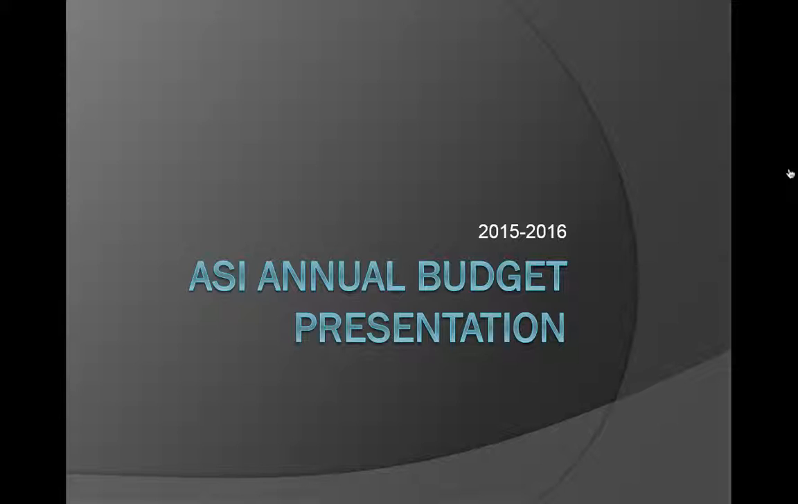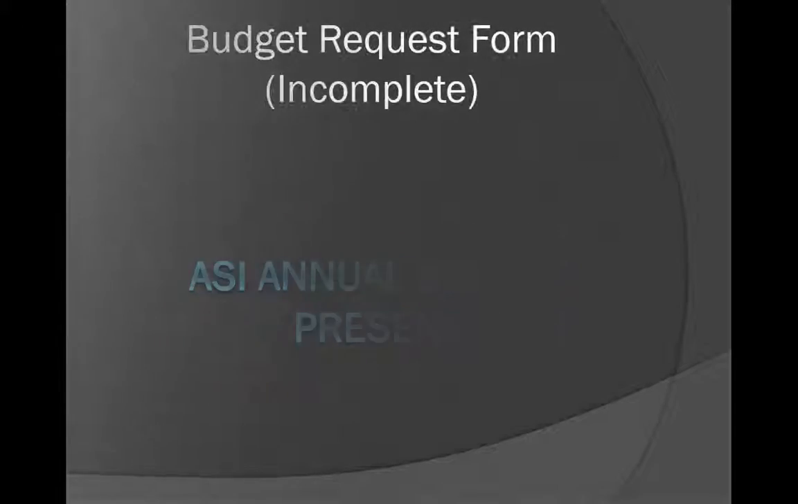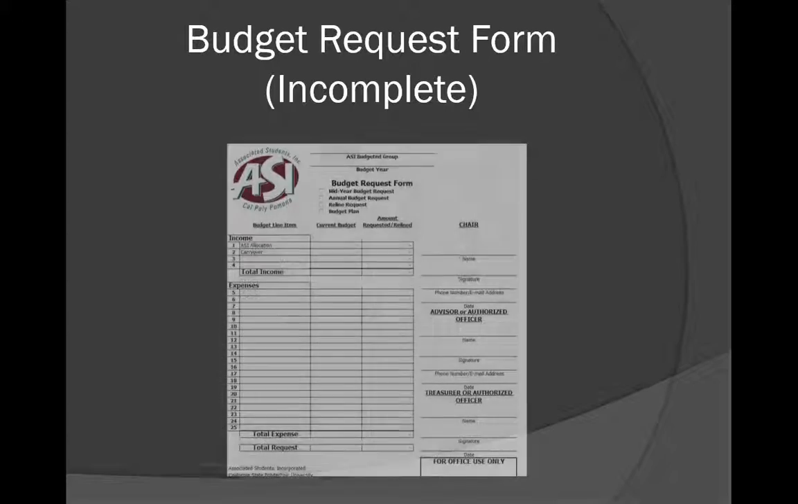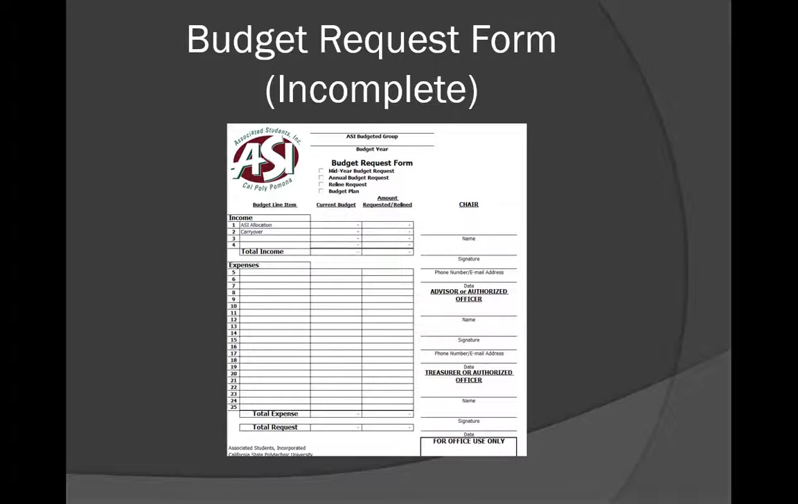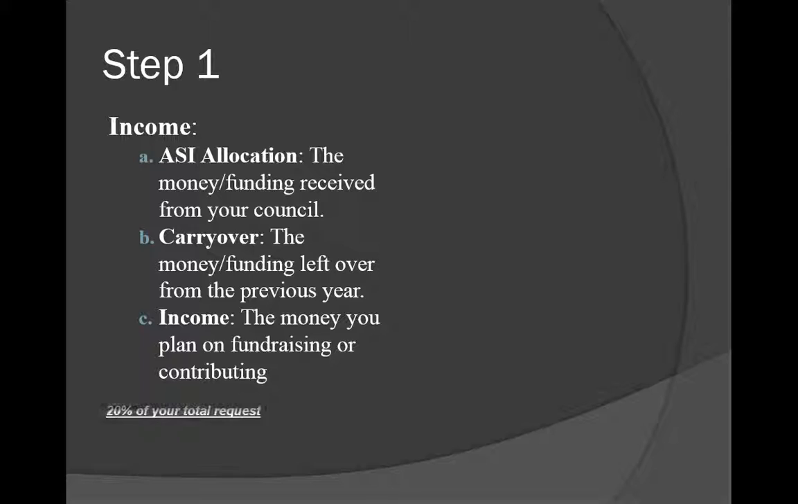2015-2016 ASI annual budget presentation. Here's an incomplete budget request form. This is what you'll be starting with as a blank slate when you begin the process. Step 1.